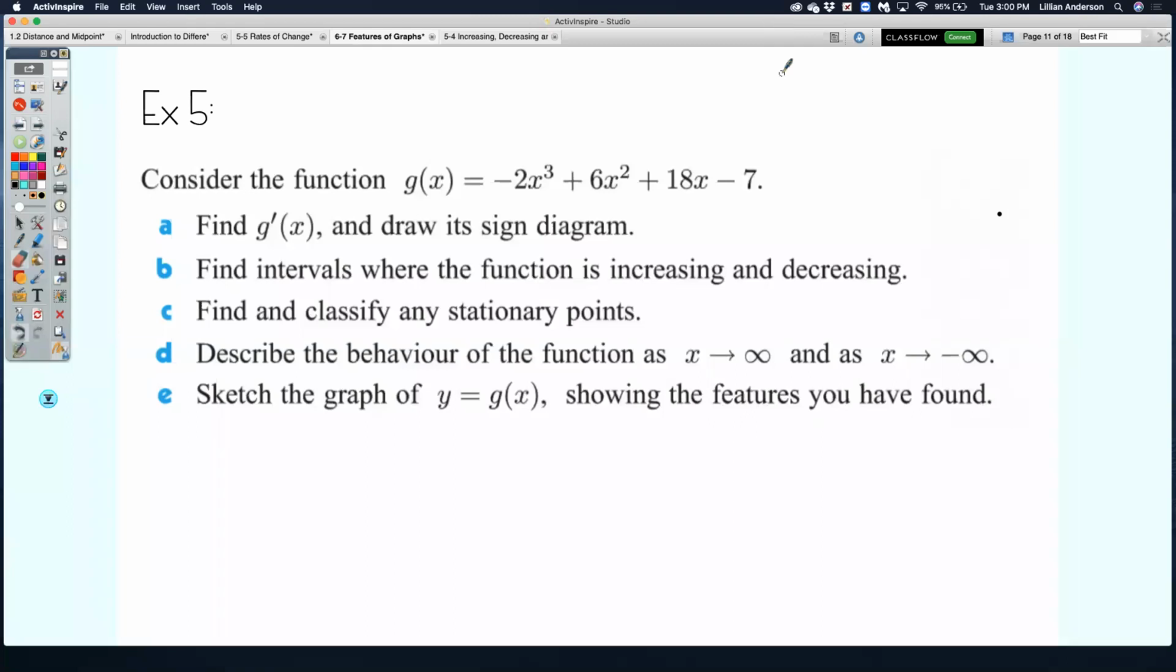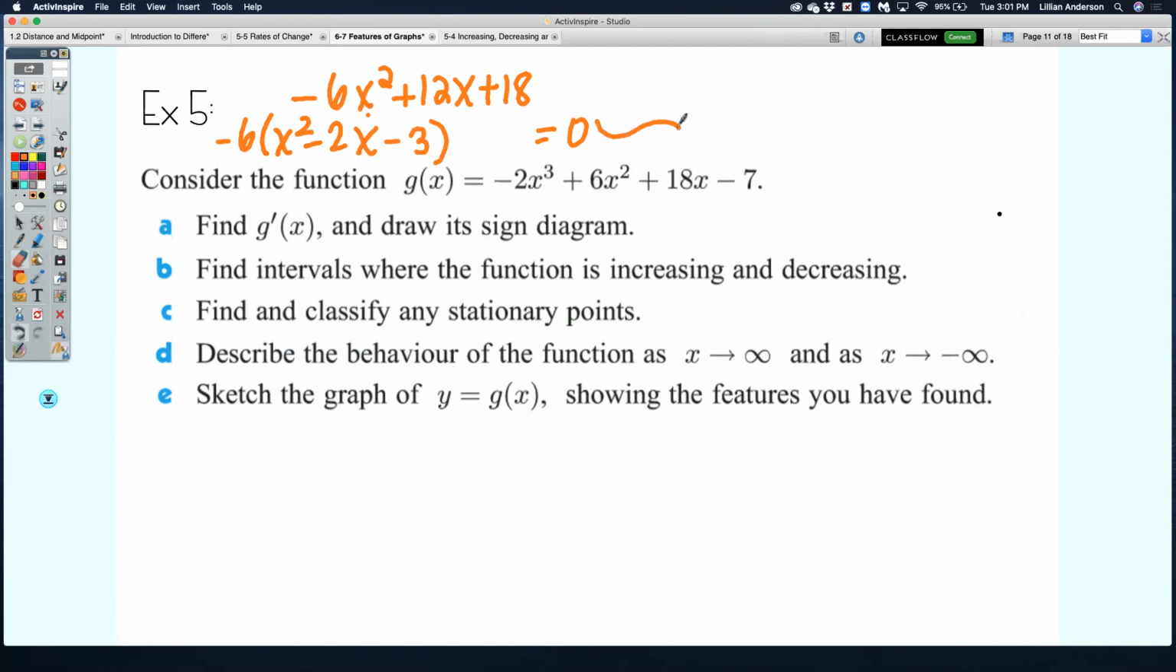So you want to find the derivative. So when you find the derivative, it should be -6x squared plus 12x plus 18. Then you have to draw a sine diagram. So that's your derivative. So from here, what you need to do is set the derivative equal to 0. I'm going to go ahead and factor out a -6, so that when I factor it, it'll be a little bit easier to do. So then this becomes -6, x minus 3, x plus 1. So then my critical points are +3 and -1.